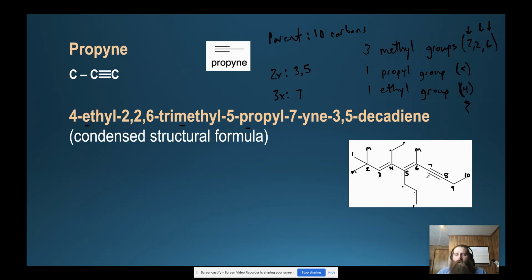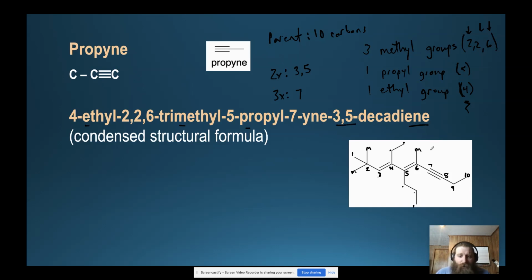Now at the end, I've got 2 double bonds and I've got 1 triple bond. So I'm going to put my 1 triple bond in and label where it's at. So 7-yne. And then I'm going to use 3,5-ene to finish for my double bonds.